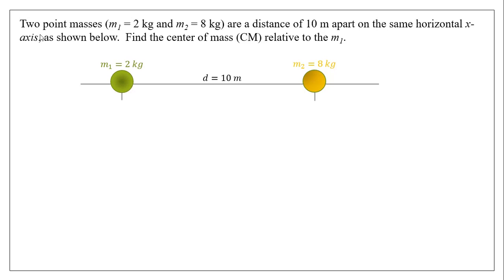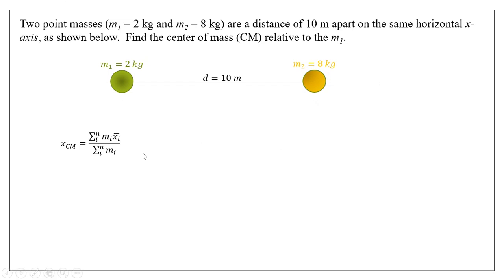Alright, so here in this particular center of mass video, we have 2 point masses of 2 kilogram and 8 kilograms that are a distance of 10 meters apart on a horizontal line here. And this is find the center of mass relative to M1. So here in this particular diagram, M1 being on the left, M2 being on the right, and they are 10 meters apart. Alright, so let's go ahead and do this one.